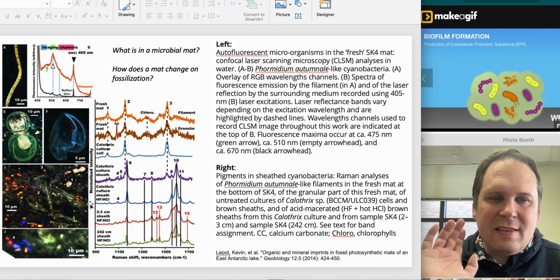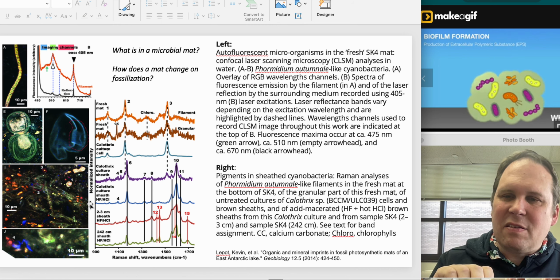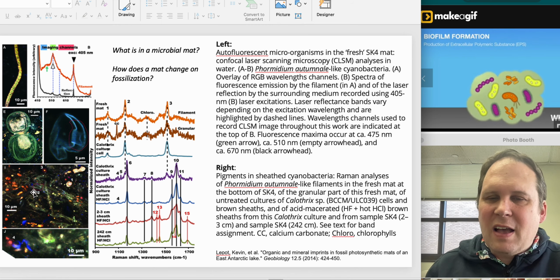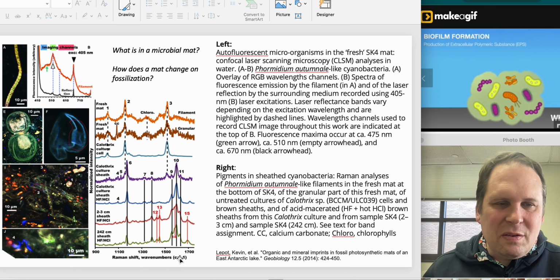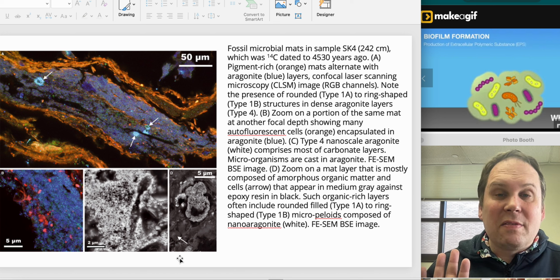And so here is a microbial mat from the bottom of a lake. This is the fresh mat that you can see here. Those are the colors you've got. Here are the little Raman peaks. And some of those they can assign to particular things. Others are a little harder to. Then they go back through some of these different layers.